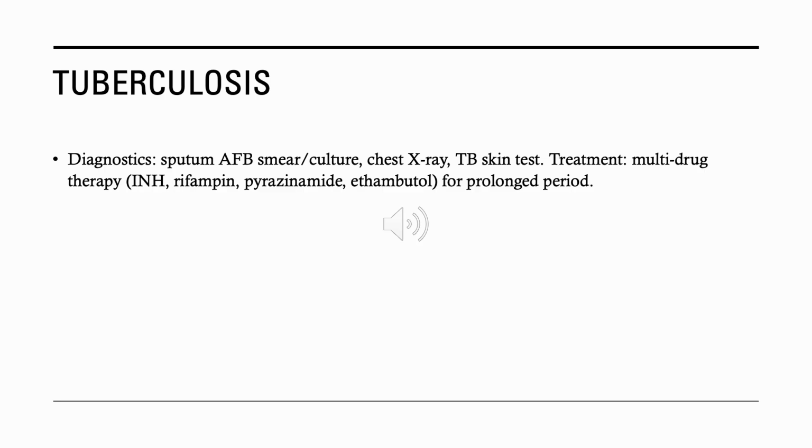For nursing need-to-knows: any cough over 3 weeks, significant weight loss without trying, night sweats, coughing up blood. For diagnostics, they're going to do a sputum AFB smear and culture, a chest x-ray, and a TB skin test. Treatment is multi-drug therapy, so INH, rifampin, pyrazinamide, and ethambutol for a prolonged period.